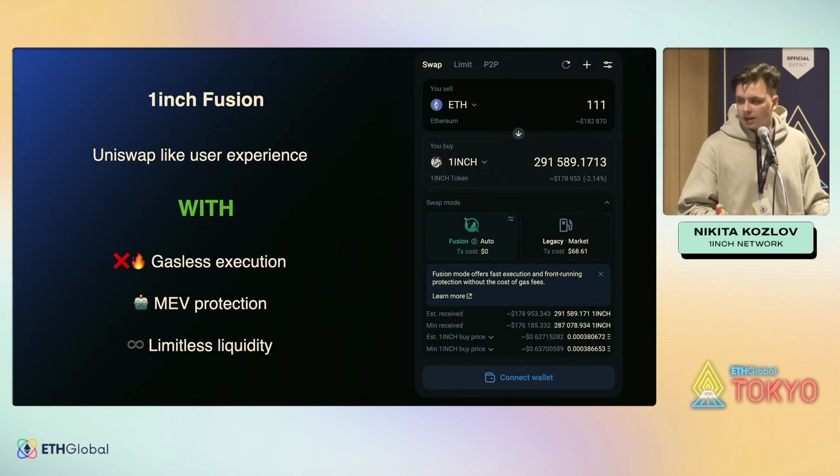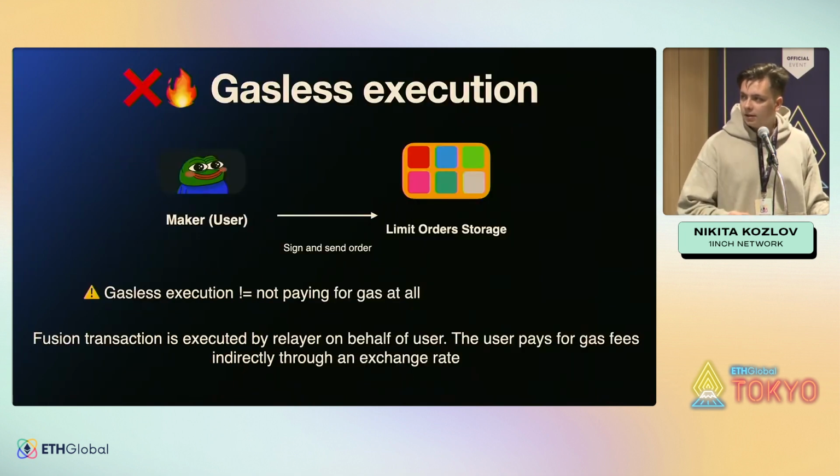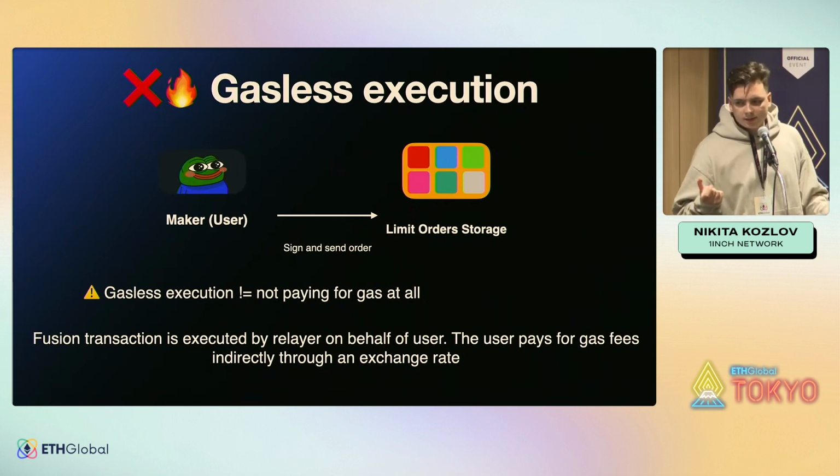But there are some additional features here. The first one, of course, is the gasless execution. What I mean is that a limit order is an off-chain transaction, and you basically just send some data to a database. That's it, and anyone can access your signature and data in this database and execute the transaction on your side. Gasless execution doesn't mean that you don't pay a gas fee at all. This gas fee is just included in the rate of the Fusion order.